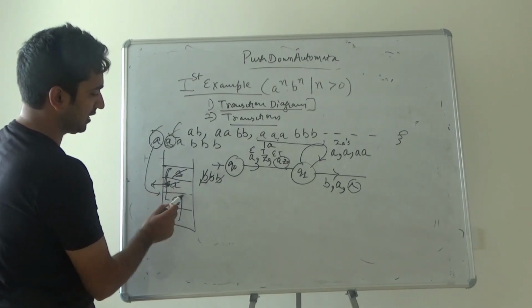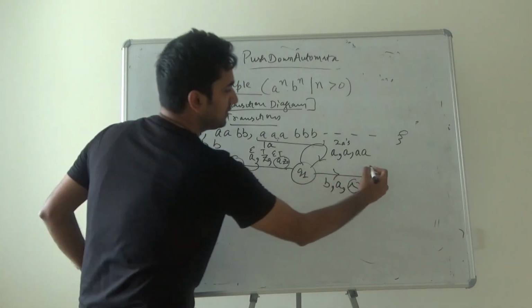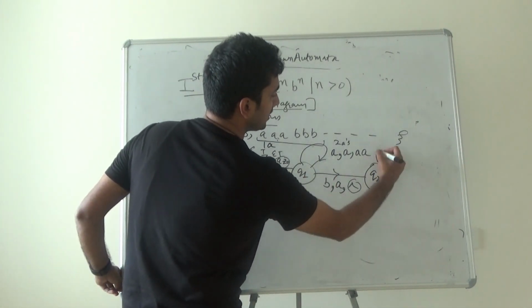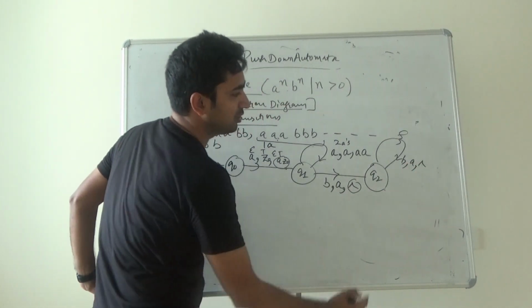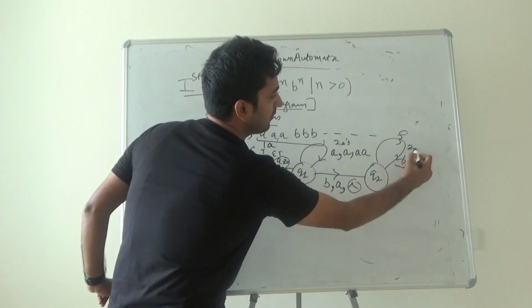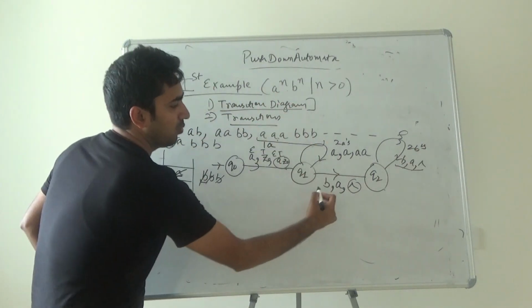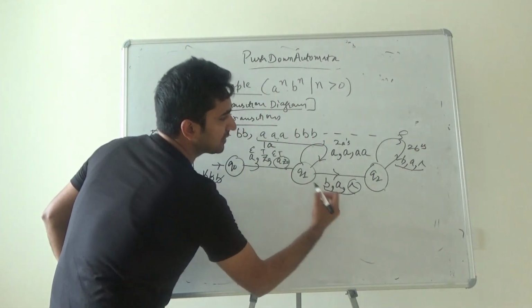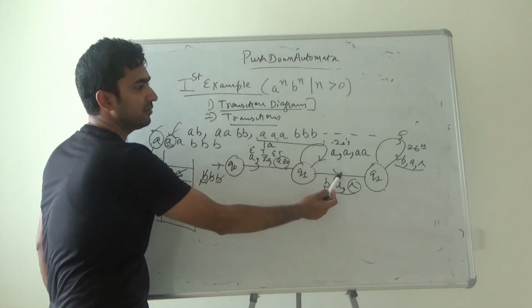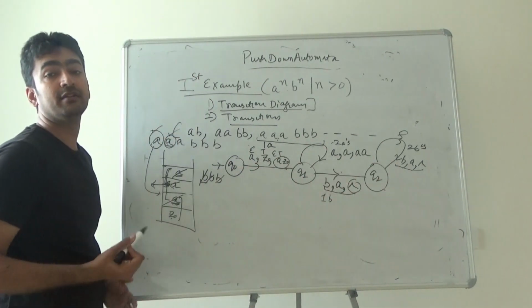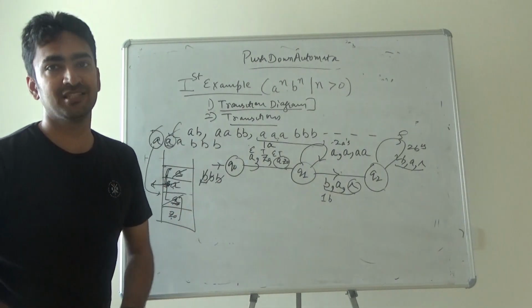This B comes, checks the top of the stack, it will pop it out. It means this is a continuous looping process. You are writing B, top of the stack is A, pop it out. 2 B's from this side, 1 B from this side, 1 A from this side, 2 A's from this side, 1 B from this side, 2 B's from this side. It means 3 A's and 3 B's are matched.